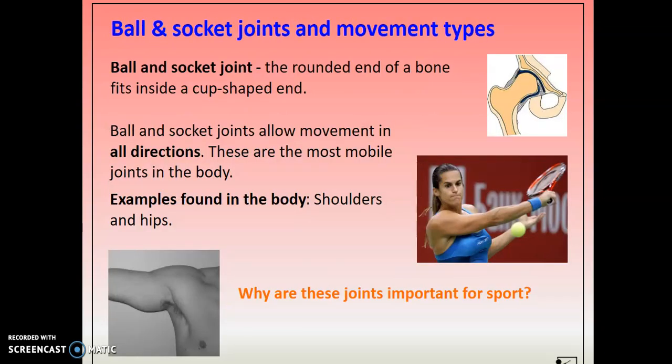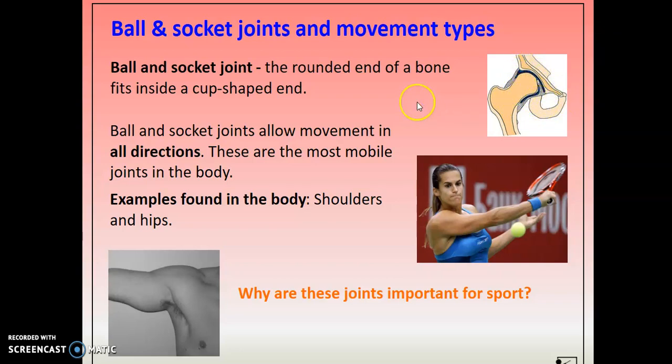Moving on then, the second type of synovial joint that you need to know is the ball and socket joint. Again, it's formed slightly differently to the hinge joint. Here you can see one part of the bone has a rounded head, and the bit of bone that it's going into has almost a disc shape, so they fit together really well, almost like a jigsaw piece. So this is the ball part, and this is the socket part of the joint.